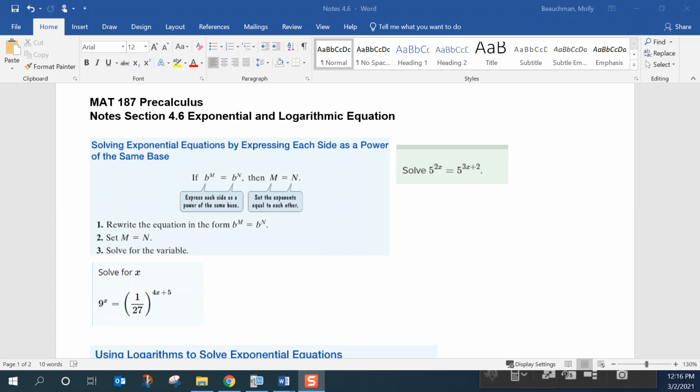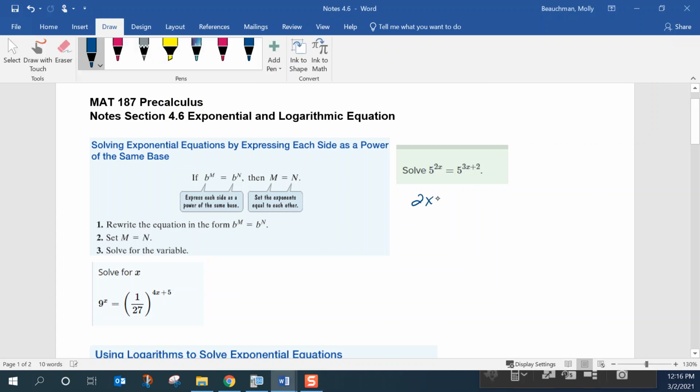So our first example, solve 5 to the power of 2x equals 5 to the power of 3x plus 2. They have the same base, so the powers must be equal to each other. So we set 2x equal to 3x plus 2 and solve. Subtract 2x from both sides, we end up with x plus 2 is equal to 0. Subtract 2 from each side, x is equal to negative 2.